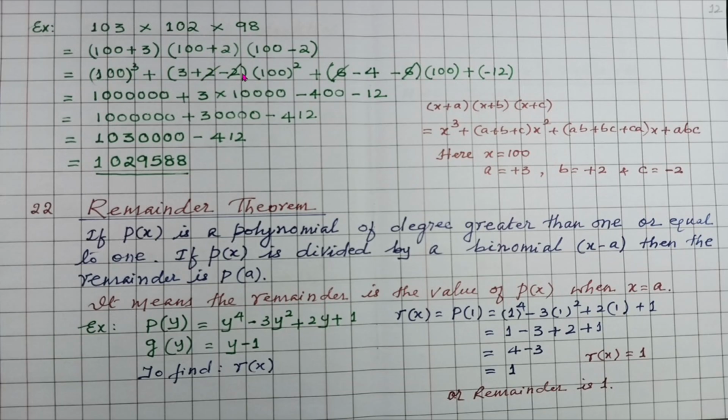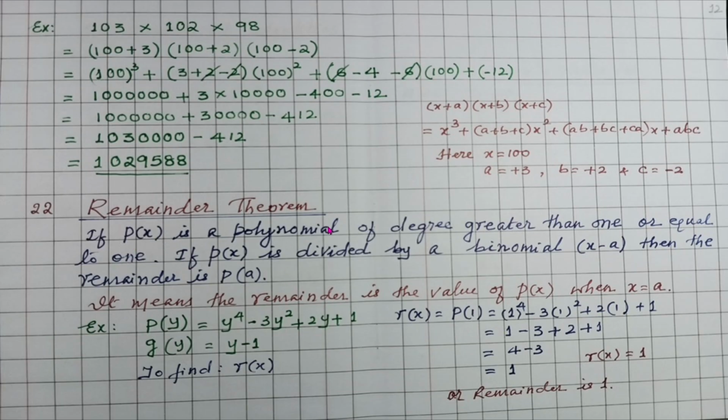So remember, that is how we find out the product of three numbers using an identity. This is a very important identity which we can use for finding the product of numbers. Now this is another very important study, called the remainder theorem. Remember, remainder theorem. So let us see what it is.